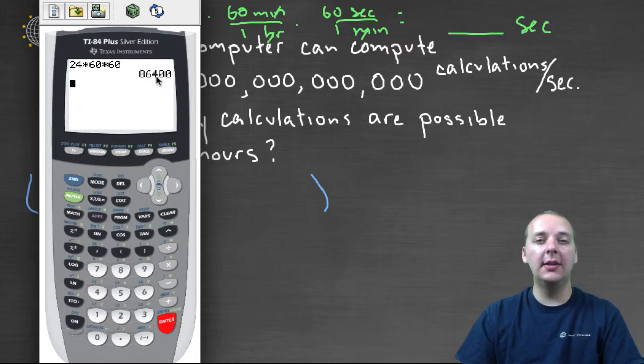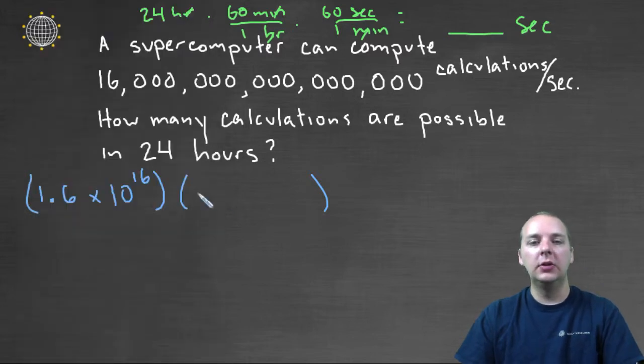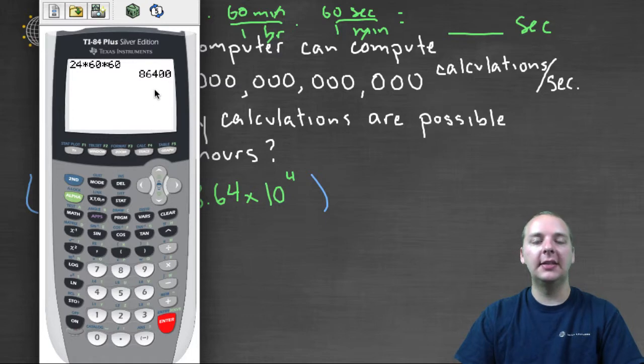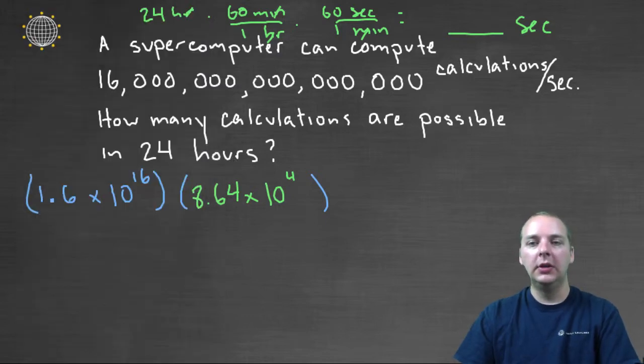We get 86,400, but we can go ahead and write this in scientific notation as well. This would be 8.64 times 10 to the, 1, 2, 3, 4. We'd have to move that decimal place right 4 places. So 8.64 times 10 to the 4th. That would be the same as 86,400.